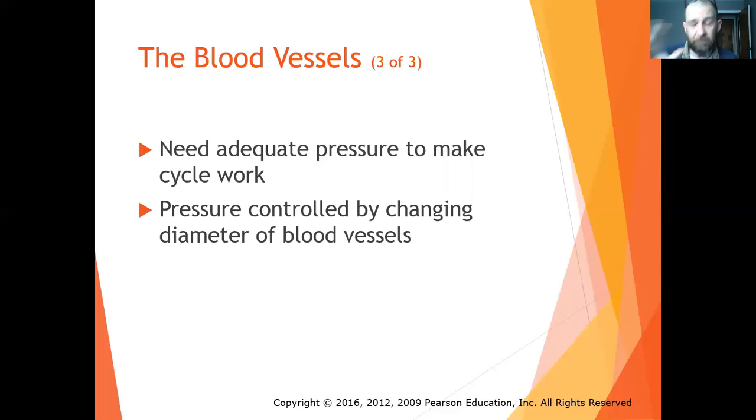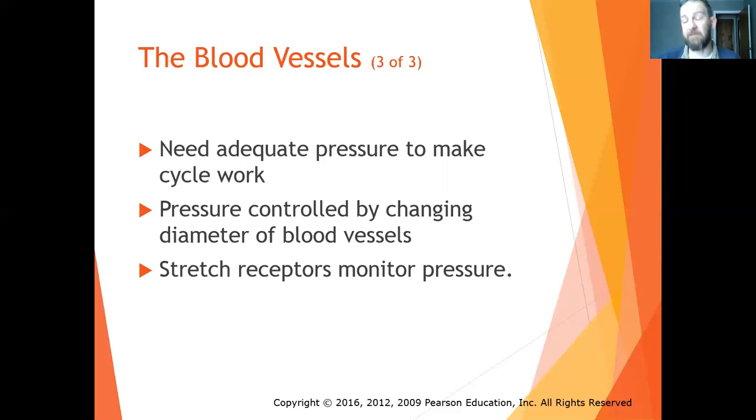The blood vessels help control blood pressure by constricting or dilating as appropriate. Now, how does that happen? Well, we have these things called stretch receptors in our arteries, and they monitor pressure. If they see our pressure is falling, the stretch receptors, these data collection centers, kind of like the chemoreceptors, tell the brain, hey, our blood pressure is getting a little low, and so the brain tells the blood vessels to constrict. When blood vessels constrict, the blood pressure goes up. When the blood vessels dilate, get bigger, blood pressure goes down.